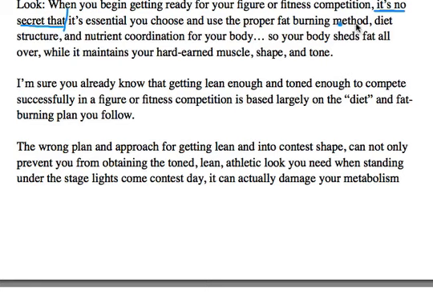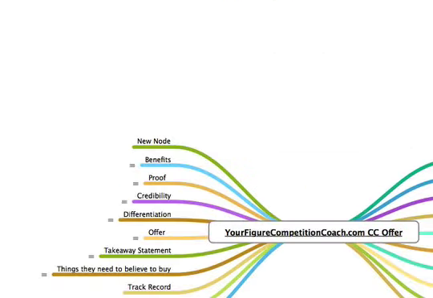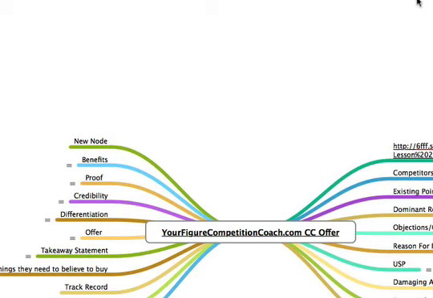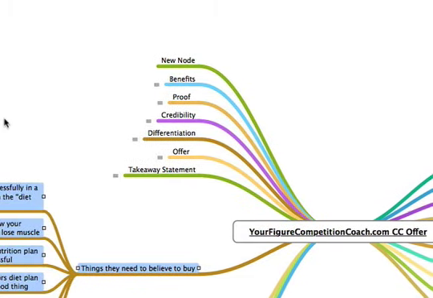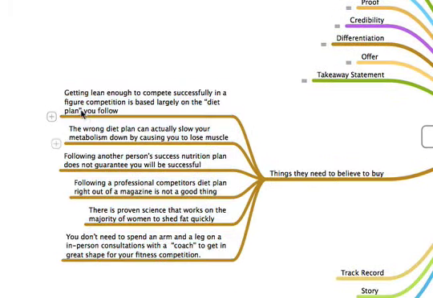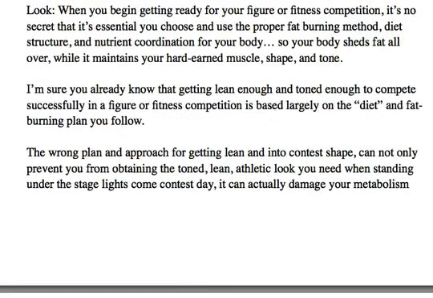Now, again, this was one of the things that they needed to believe. So if we look over here and we go to things they need to believe, right here, that getting lean enough to compete successfully in a figure competition is based largely on the diet plan you follow. If you look at these beliefs, you're going to see in a second, the wrong diet plan can actually slow your metabolism down by causing you to lose muscle. Following another person's nutrition plan doesn't guarantee your success. There's proven science. You'll see all of these beliefs covered in the rest of this video.